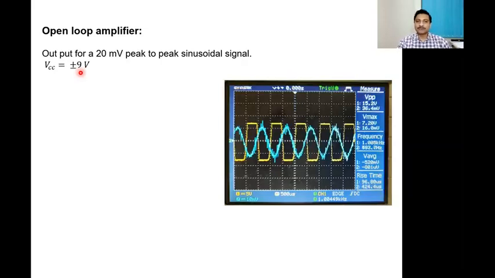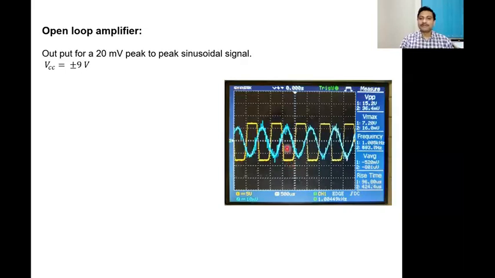Actually, it is slightly lower than plus minus 9 volts because we are using dry cell batteries, and a rated 9 volt battery will not necessarily give you exactly 9 volts. So it's slightly lower. The corresponding output at pin number 6 is this yellow waveform, which you can see, to a very good approximation, is simply a square wave output.